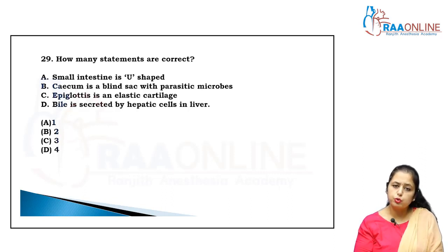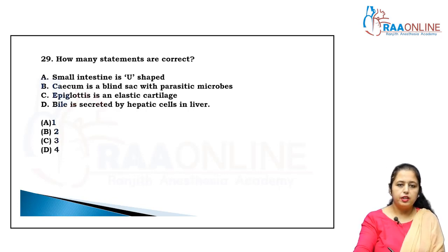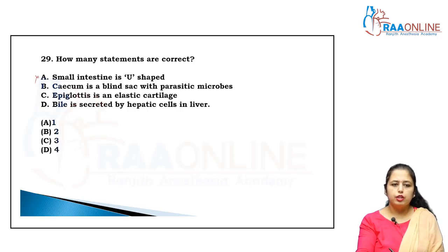Small intestine is U-shaped? No, its part is C-shaped, that is the duodenum is C-shaped, right? So that is wrong. Cecum is a blind sac with parasitic? No, right? Epiglottis is an elastic cartilage, right? Elastic cartilage is the example of elastic cartilage. Bile is secreted by the hepatic cells in the liver. Exactly, it is produced by the hepatocytes, right?